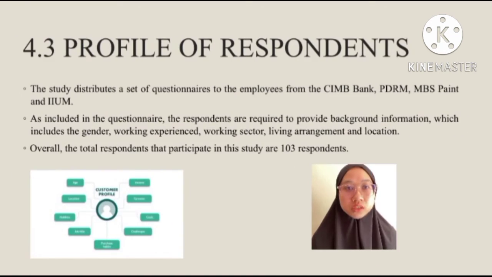Profile of respondents. The study distributes a set of questionnaires to the employees from the CIMB Bank, PDRM, MBS Bank, and IIUM. As included in the questionnaire, the respondents are required to provide background information, which includes the gender, working experience, working sector, living arrangement, and location. Overall, the total respondents that participate in this study are 103 respondents.